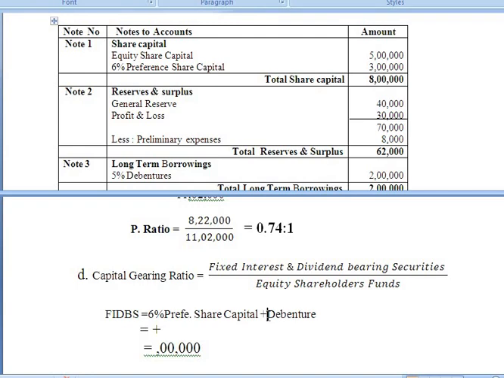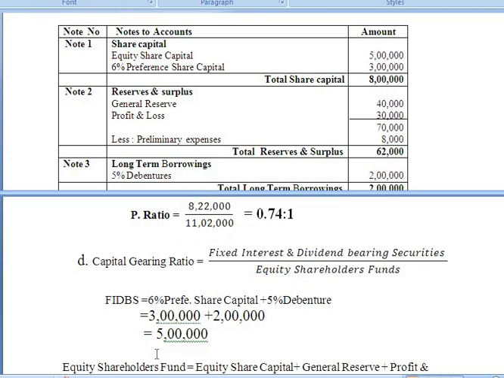Okay, so right here 5% debentures. What is the amount of 6% preference share capital? It is 3 lakh. So, 3 lakh plus what about the amount of 5% debentures? It is 2 lakh. So 3 lakh plus 2 lakh is equal to 5 lakh. So fixed interest and dividend bearing funds is how much? Rupees 5 lakh.